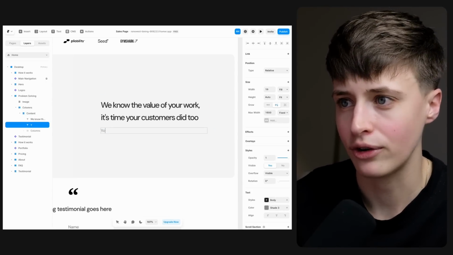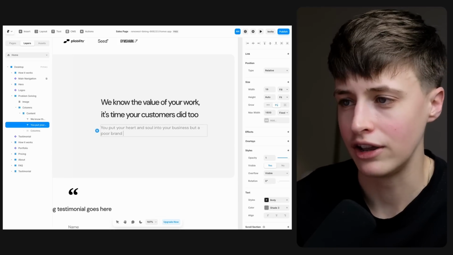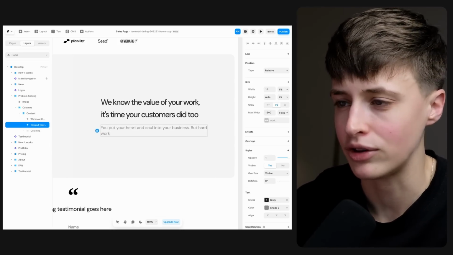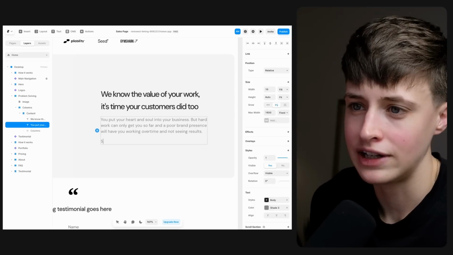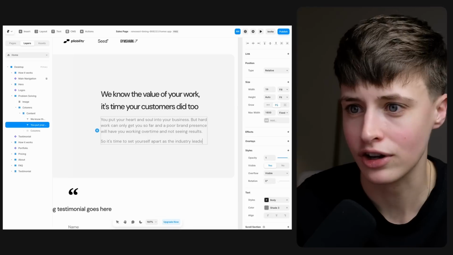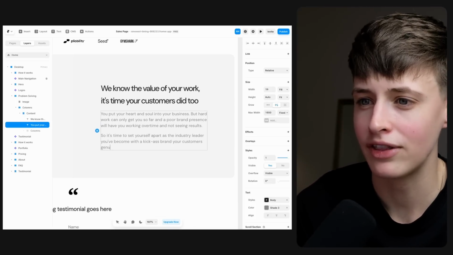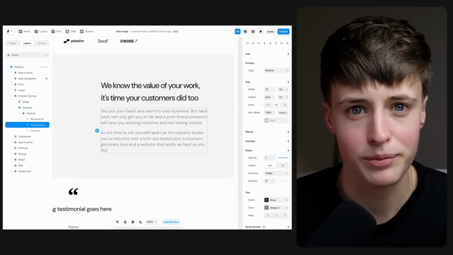You put your heart and soul into your business, but hard work can only get you so far, and a poor brand presence will have you working overtime and not seeing results. It's time to set yourself apart as the industry leader you've become with a kick-ass brand your customers genuinely love and a website that works as hard as you do. Not the best, but we'll work with it.